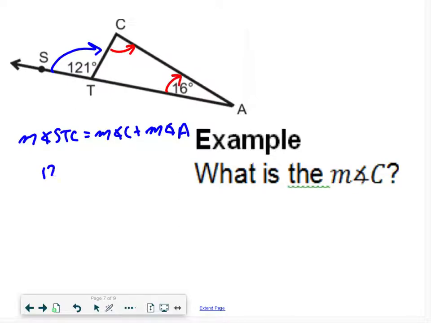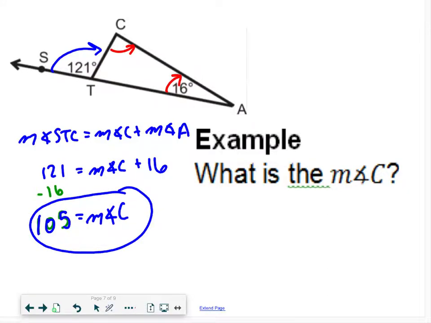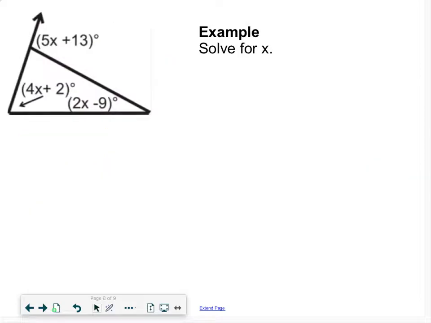So do my substitution: 121 equals, I don't know what the measure of angle C is, plus 16. Subtract 16 on both sides. I'll show my thinking here. That's going to result in 105. So 105 equals the measure of angle C. I'd put this example probably around a level 2. Let's take a look at a little bit more complex level 2.